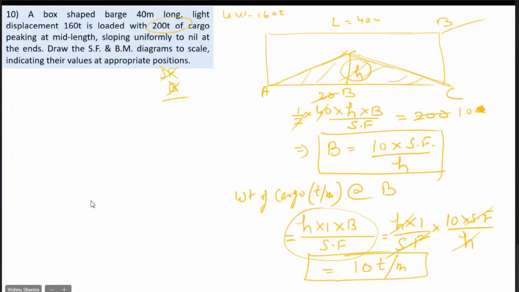Is that clear, beta? Okay. So you can please remember this question. Don't get confused if it comes in the exams. Don't get unnecessarily trapped. It's a very simple one. Once you get this, then the question is like the first one that we did today with the sloping cargo.